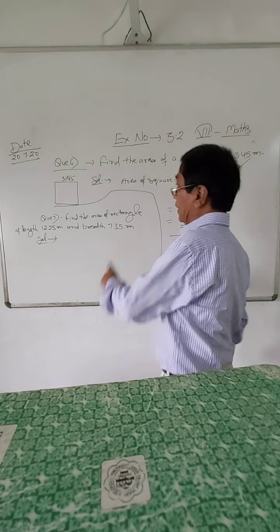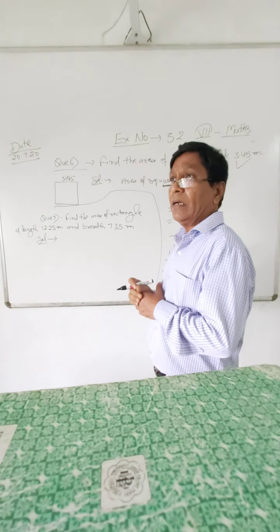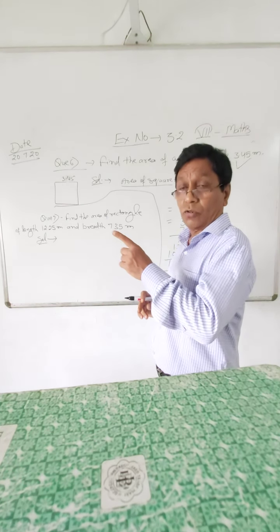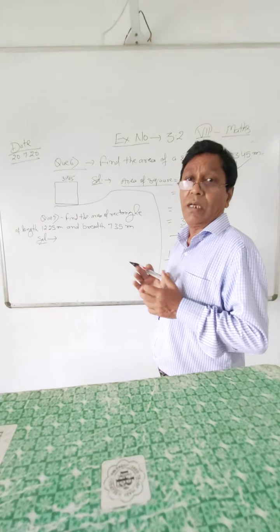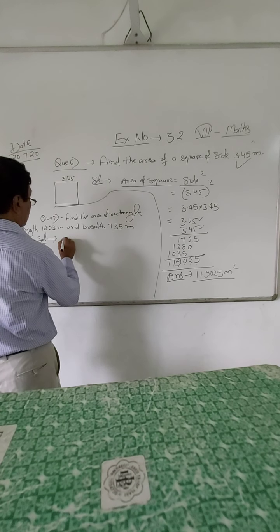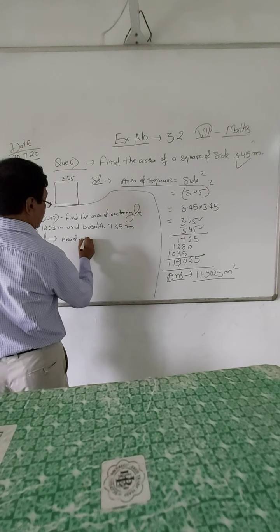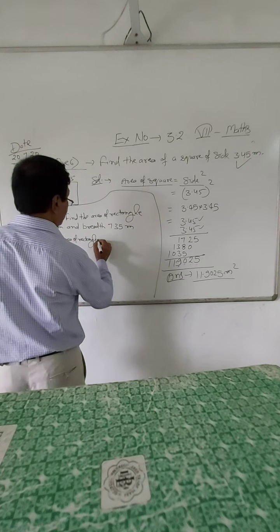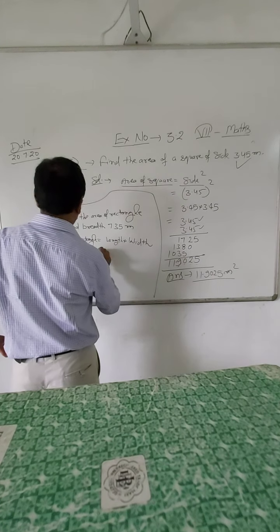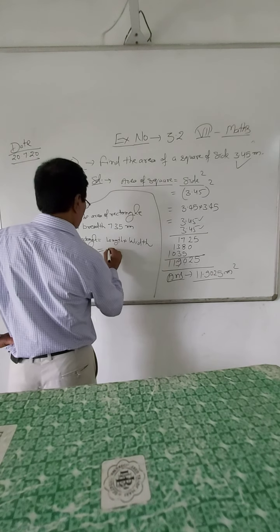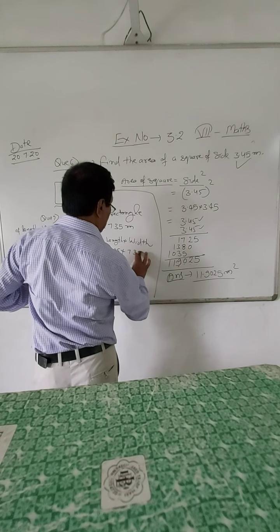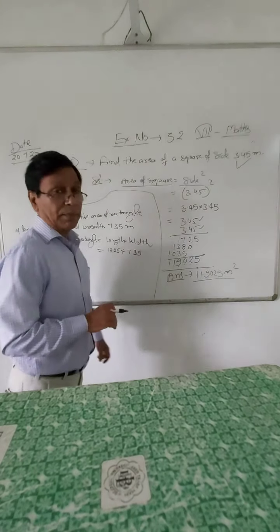Question number 7 is find the area of a rectangle. In question number 6, we found the area of a square. The formula for the area of a square is area of square equals side square, if the side is known. But in a rectangle the length and breadth are different, so unless both length and breadth are known, we cannot find the area. So what is the formula for the area of a rectangle? Here write: area of rectangle is equal to length into width. Length is given as 12.25 into width 7.35. This you multiply as you have done already.